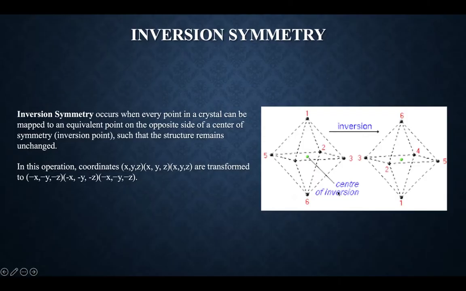So you can see from the picture, these portions, 1, 2, 3, 4, 5, 6 portions. The center of inversion is shown by the green colored atom. After doing the inversion, nothing has changed except the position. You can see from the coordinates, initially it was XYZ, and these XYZ coordinates are transformed into minus X, minus Y, and minus Z. This is called inversion symmetry.